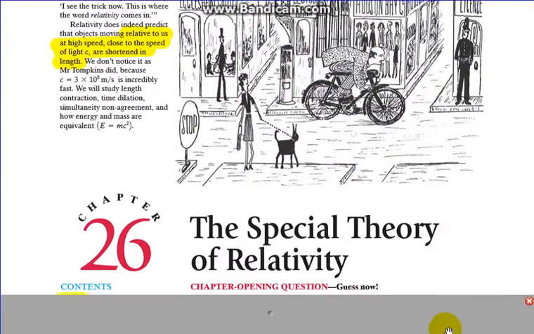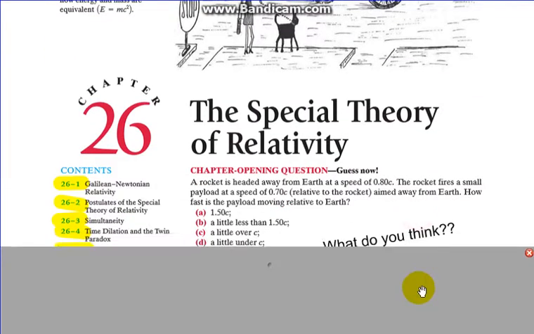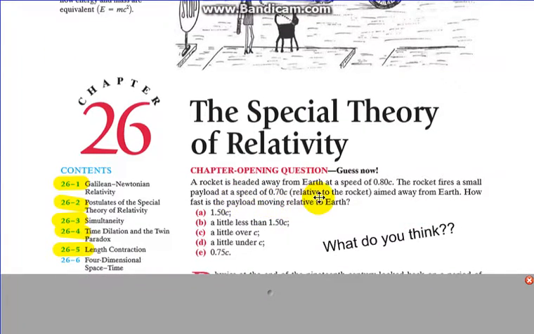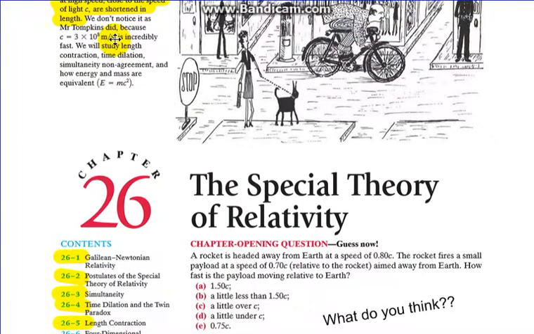So if you look at the bottom here, the special theory of relativity, take a look at this question first of all. A rocket is heading away from Earth at a speed of 0.8 c, and what that means in physics is that instead of writing out 3.00 times 10 to the 8 meters per second, we simply call it c. So we'll see this quite frequently. So 0.8 c means 0.8 times c, or 80% of the speed of light. So a rocket is traveling that fast away from Earth. Then that rocket fires a small payload at a speed of 0.7 c, 70% of c, aimed away from Earth, so in front of the rocket.